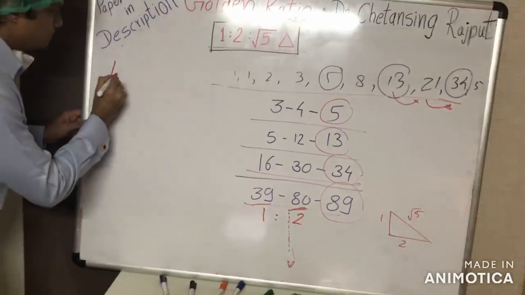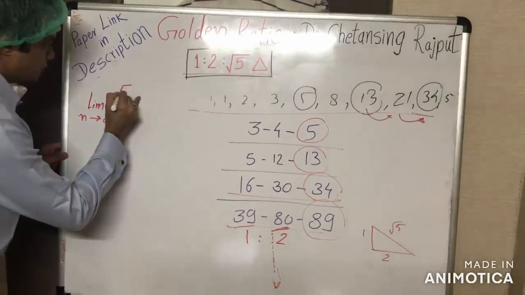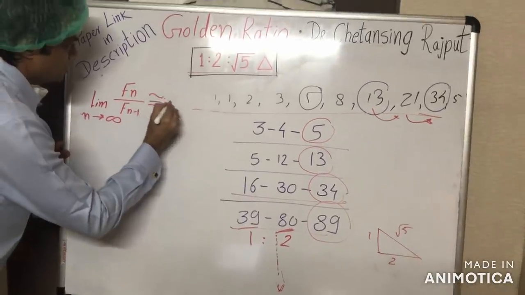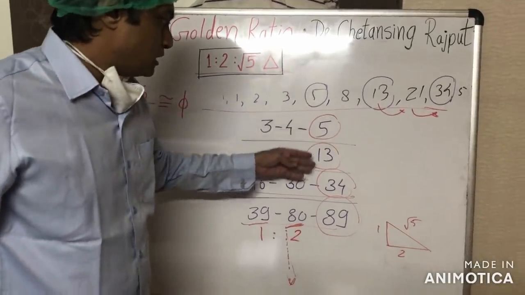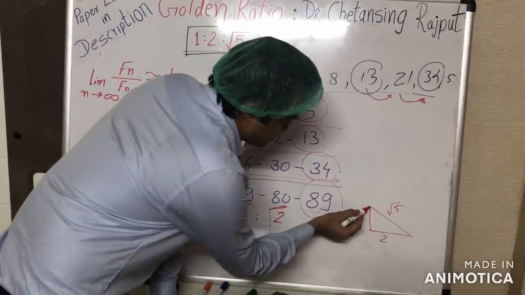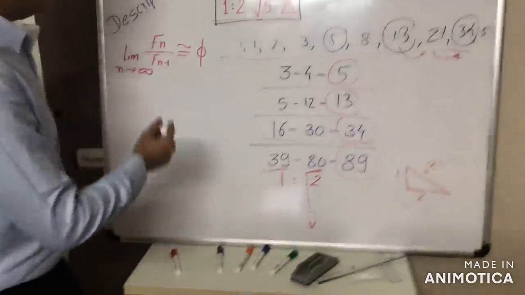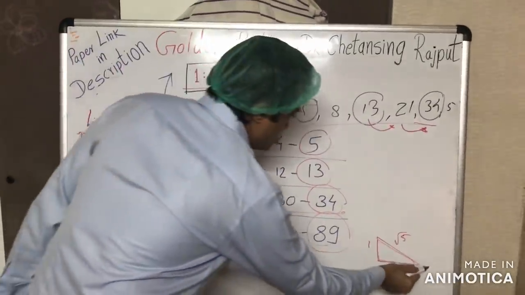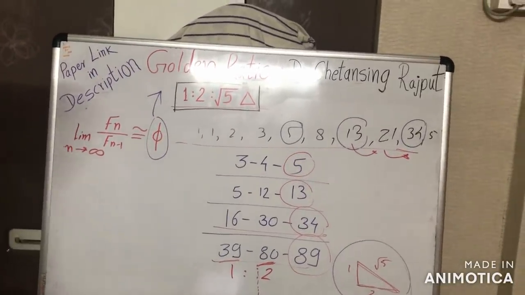As the Fibonacci sequence advances, the ratio of two consecutive Fibonacci terms, Fn upon Fn minus 1, approaches the golden ratio. Just like that, as this Fibonacci Pythagorean triple sequence advances, those triples tend to attain the precise proportion of the 1 to root 5 triangle. In other words, if phi is the golden ratio in nature, this 1 to root 5 triangle is the golden triangle in geometry.